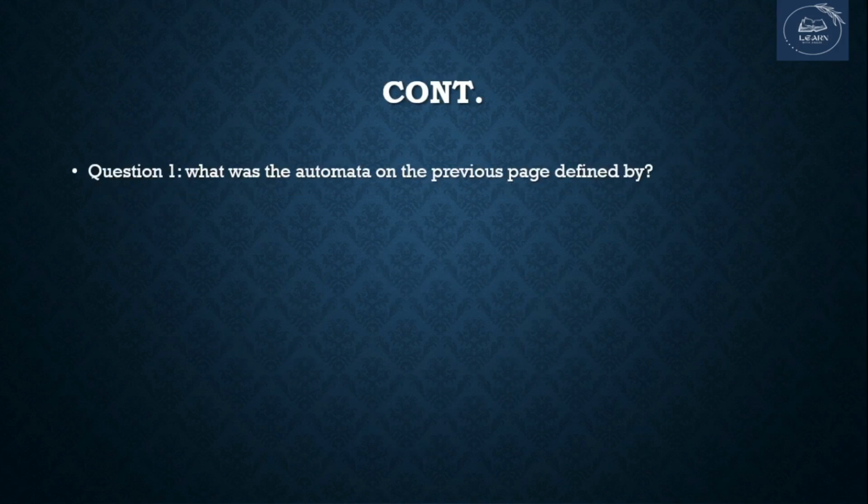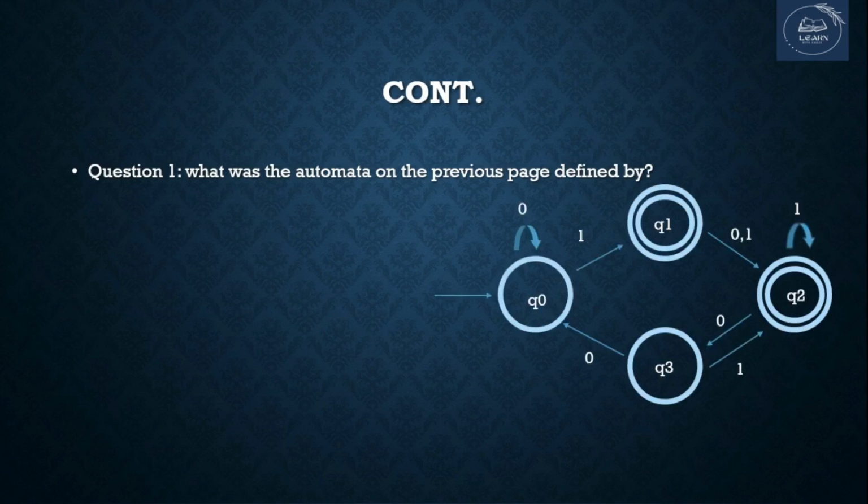So looking at this, we have the first question here. According to what we've seen, what is a formal definition of an automata, which we said is defined by 5 tuples? So this question arises: what was the automata in the previous state defined by? Now bringing back the automata, we can easily bring our definitions to know what this automata is defined by.